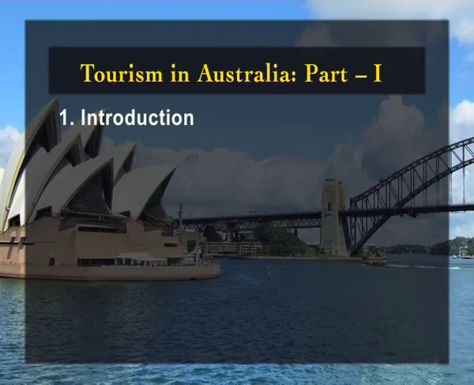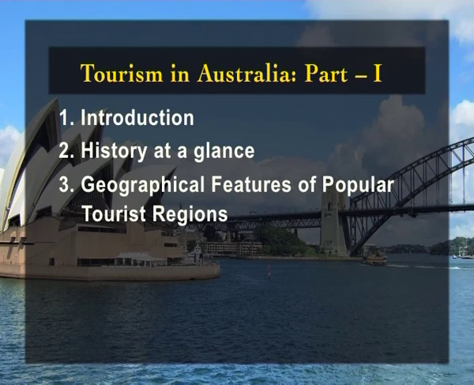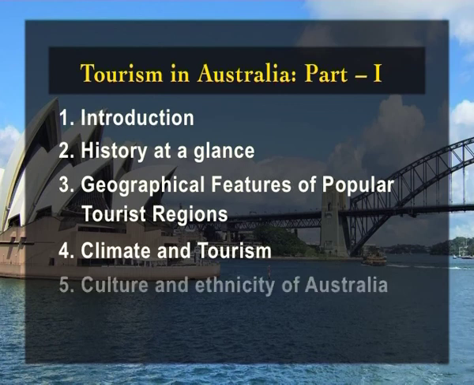This topic has been divided into two parts. In Part 1, we are discussing 5 subtopics. In this unit, we shall be learning about tourism in Australia through the following subtopics: Introduction, History at a glance, Geographical features of popular tourist regions, Climate and tourism, and then the culture and ethnicity of Australia.